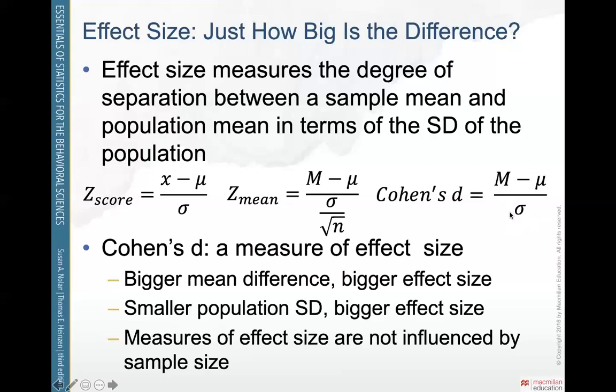And the denominator is the thing that you're dividing by. And if you're dividing by a big number, that makes the overall ratio small. If you're dividing by a small number, that makes the overall ratio relatively bigger. So when the standard deviation is small, that makes the overall measure of Cohen's d, that makes the effect size bigger. So to repeat here, when the numerator gets bigger, Cohen's d gets bigger. When the denominator gets smaller, Cohen's d gets bigger.